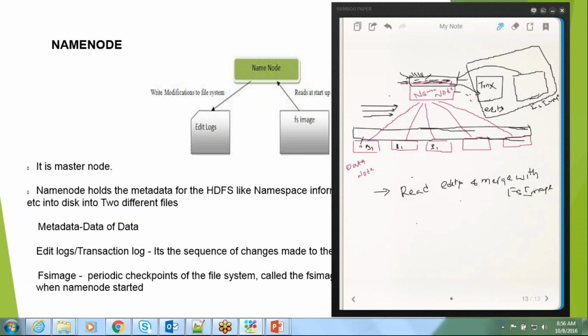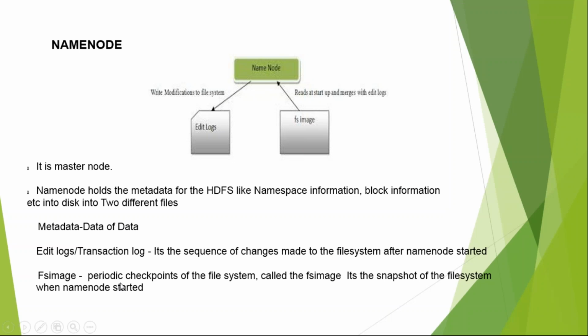Yeah. So what does it mean? Whenever the name node restarts, first it will read the edits log file. It can be a big file, it can be a small file. Then it will merge with our FS image. Then that FS image will be loaded into RAM. Okay, so let's see what is FS image here. FS image is periodical checkpoints of the system. Checkpoint means whenever the merge happens, it is called FS image. It is a snapshot of the file system when the name node started.